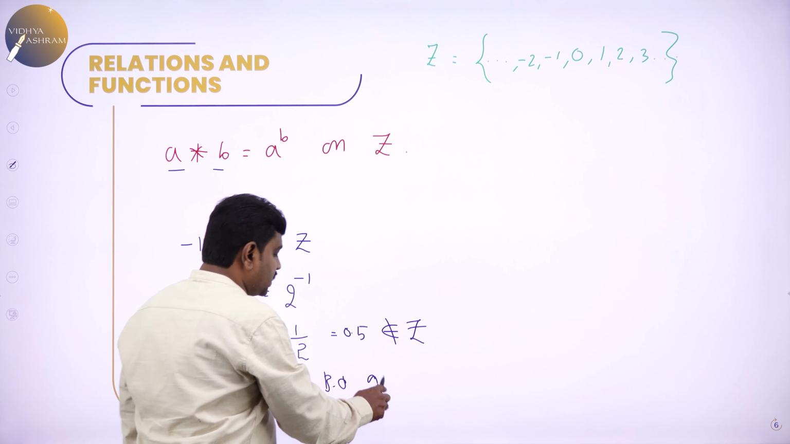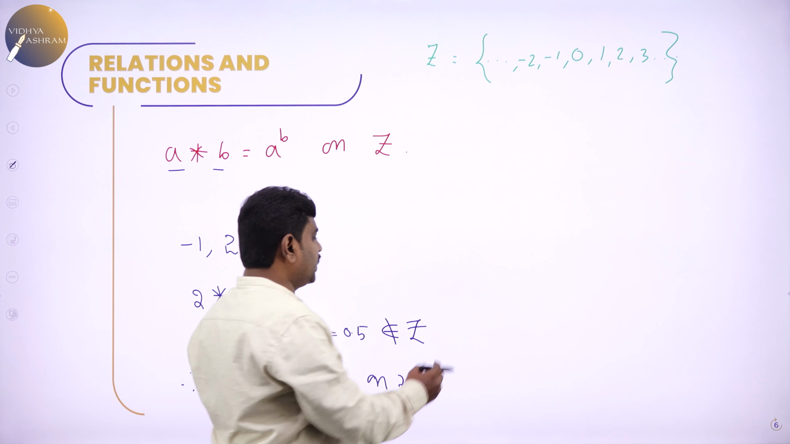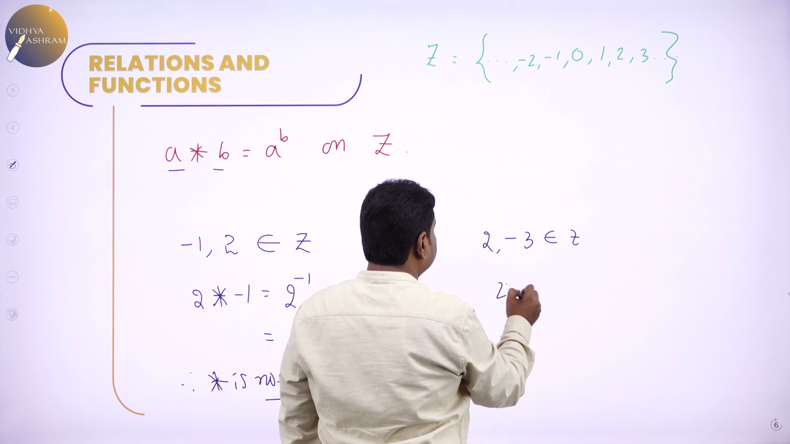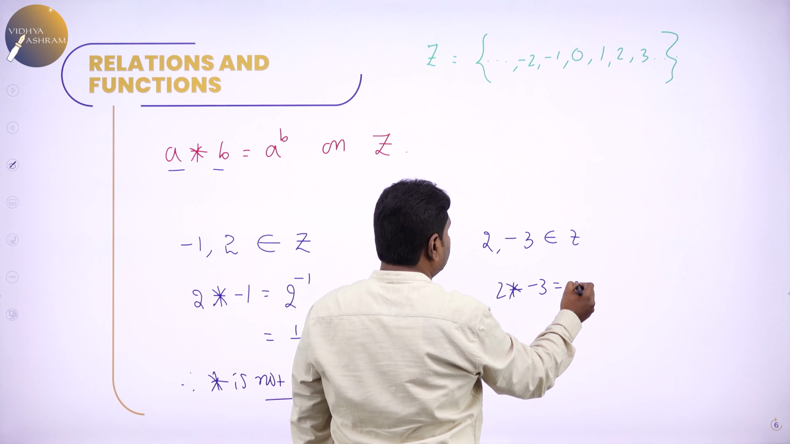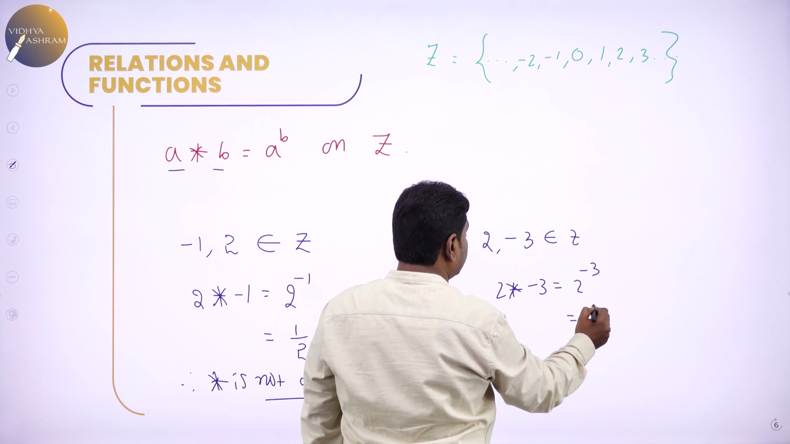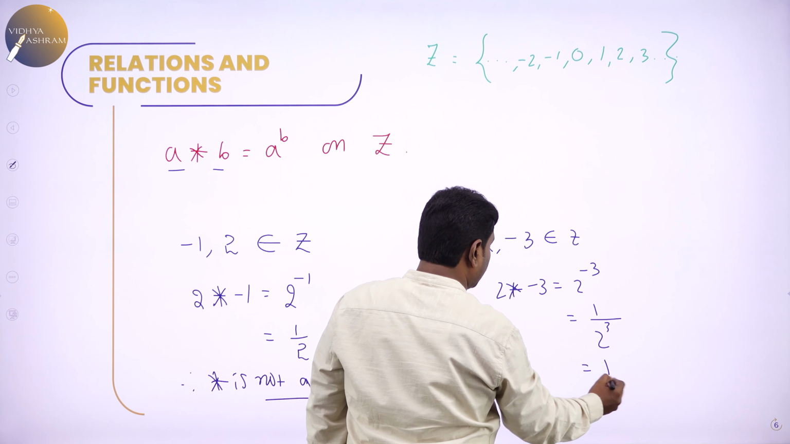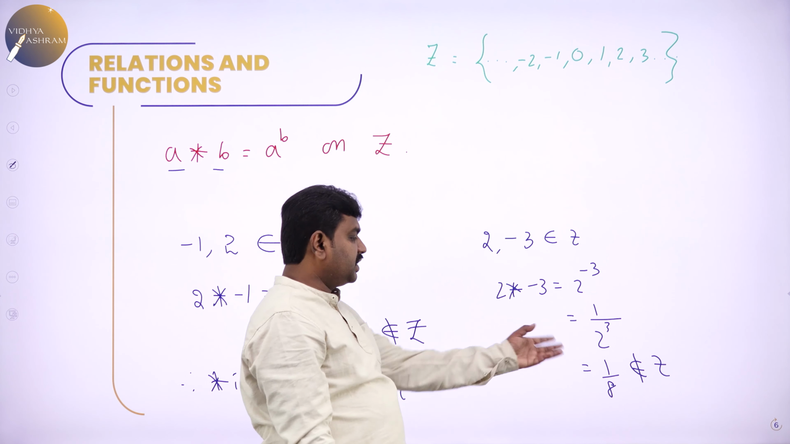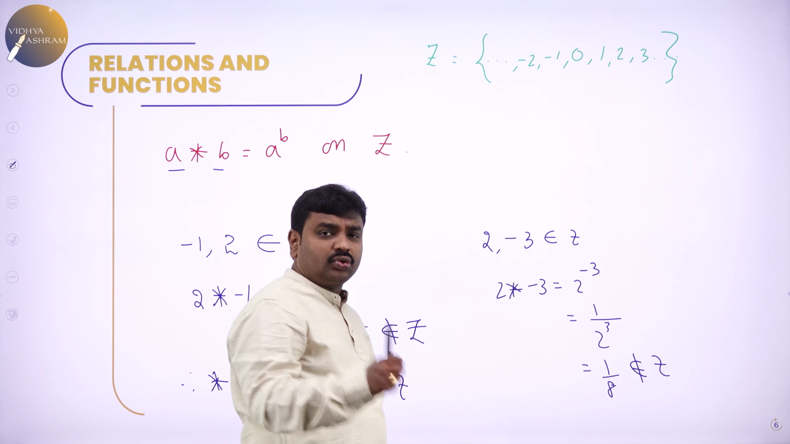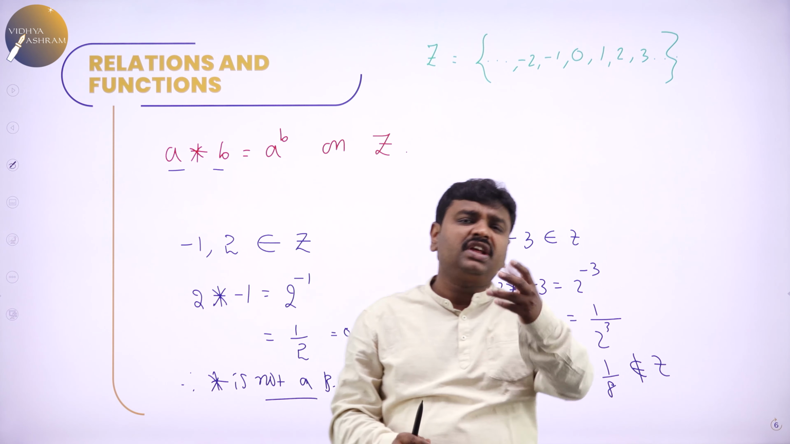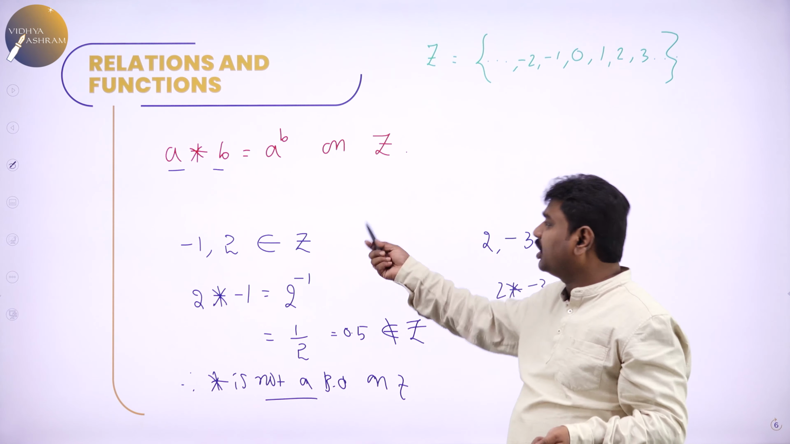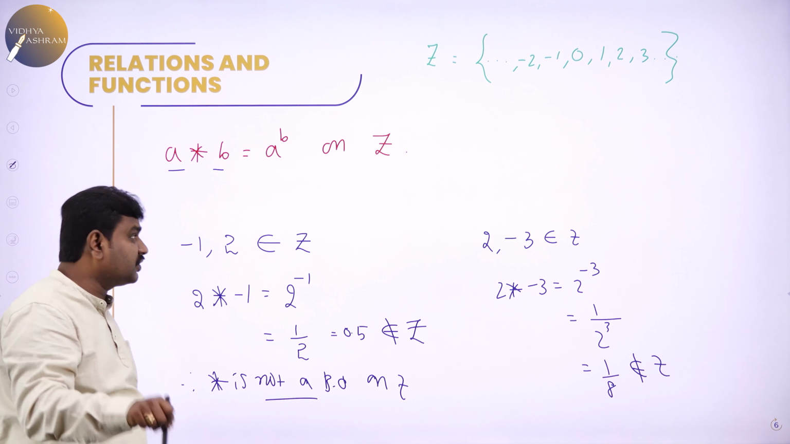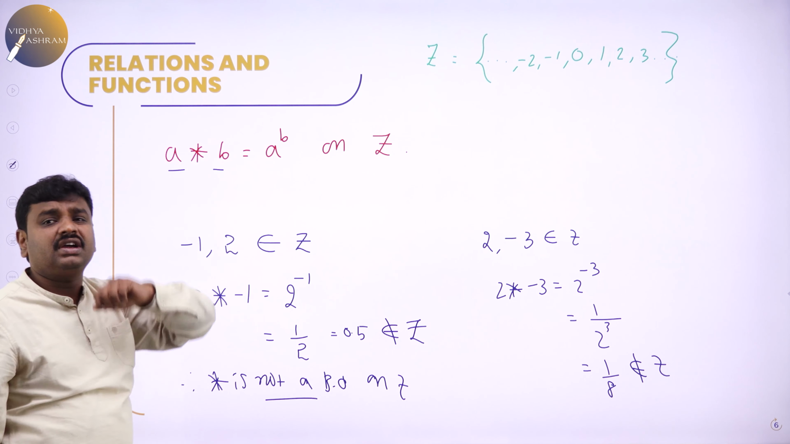Or you can take, sir, I will take 2 comma -3 belonging to Z integers. 2 star -3, if I do, I will get 2 power -3. 2 power -3 is what? 1 by 2 cube, which is 1 by 8. 1 by 8 is not an integer. Therefore, again, to say it is not a binary operation, any one example is enough. This is not binary. I hope all of you understood this. That means on integers, a star b equal to a power b is not a binary operation.